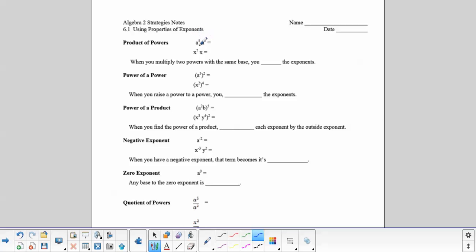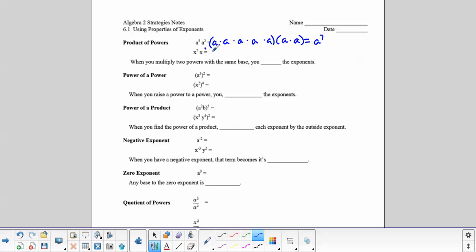If I have a to the fifth, that means a times a times a times a times a. That's a to the fifth. If I have a squared, that's just a times a. So now, if you look to see how many a's you have, 7 altogether, so this is equal to a to the 7th. Okay, let's do the same thing with the x's.